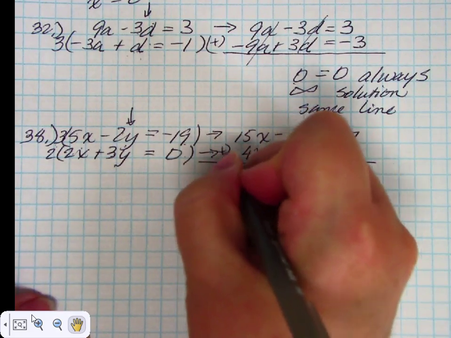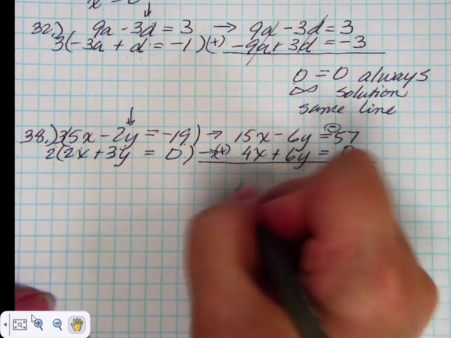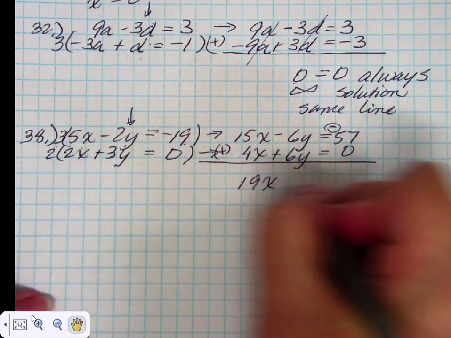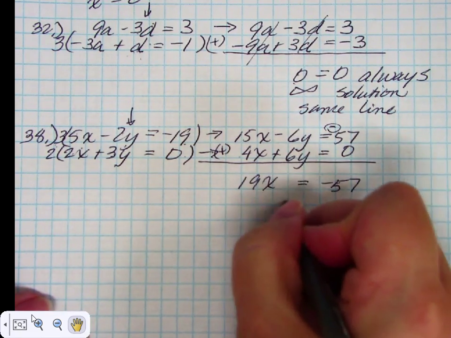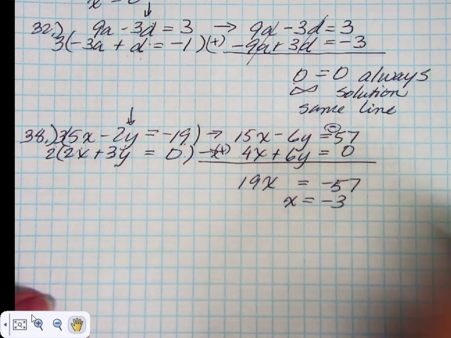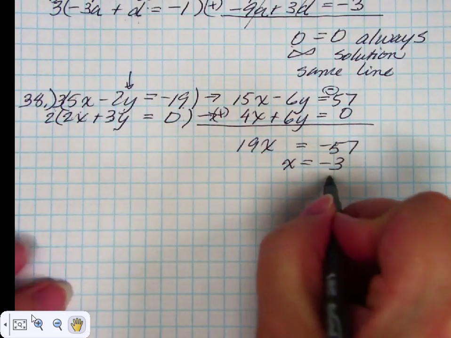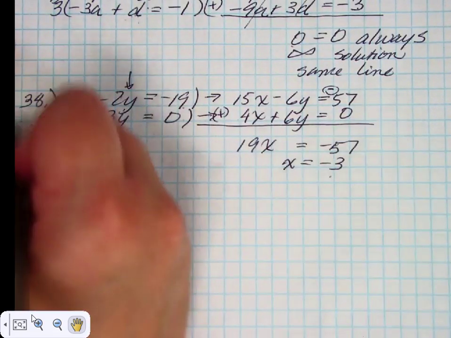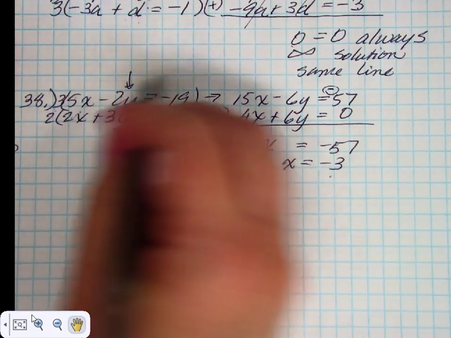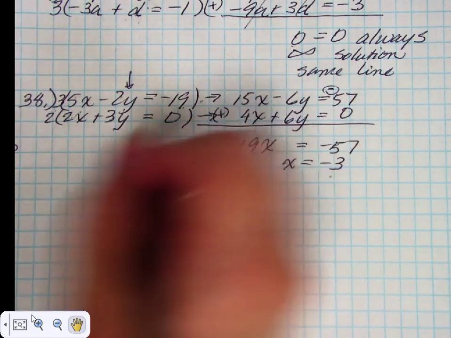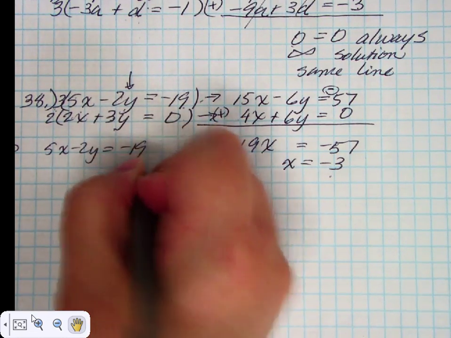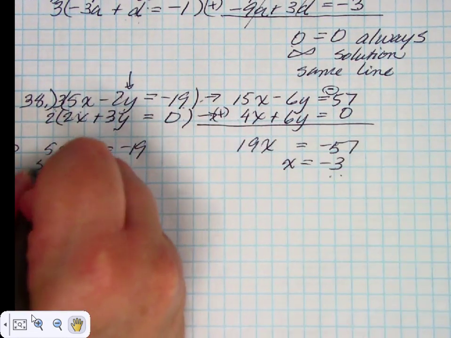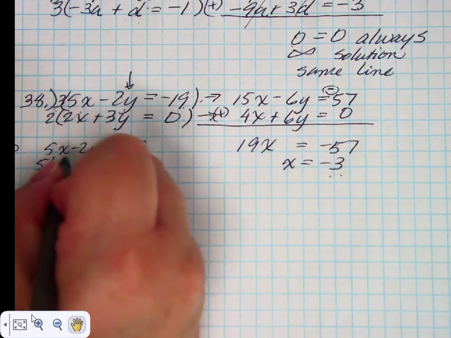So as I add down, I'm going to have 19x is equal to negative 57. So x is equal to negative 3. All right, so now remember, use the top to check. When I say the top, I mean use the top original. So we're going to have 5x minus 2y is equal to negative 19. Throw in the x so that we can solve for y.